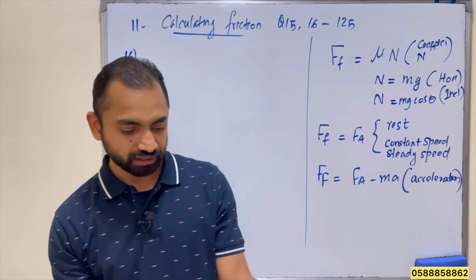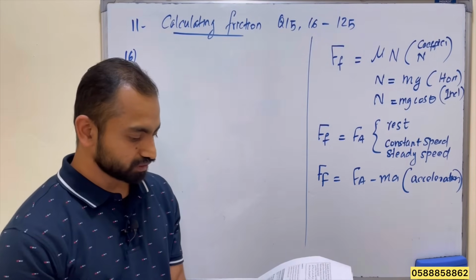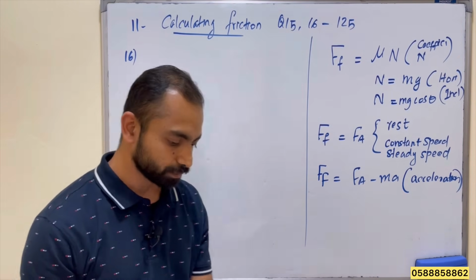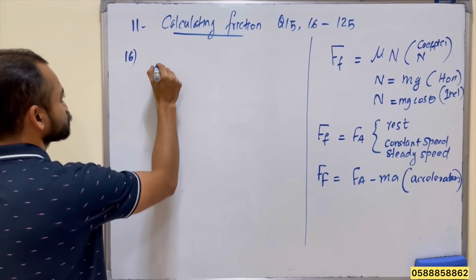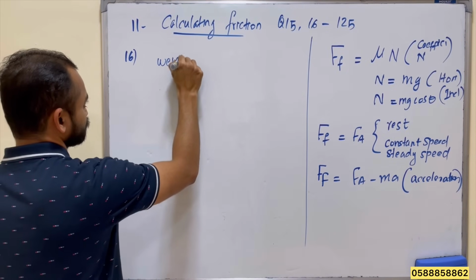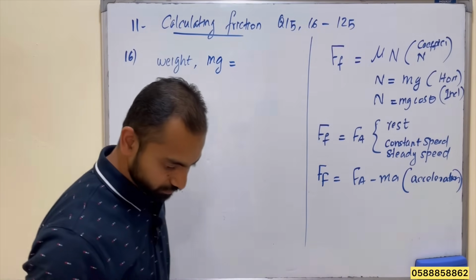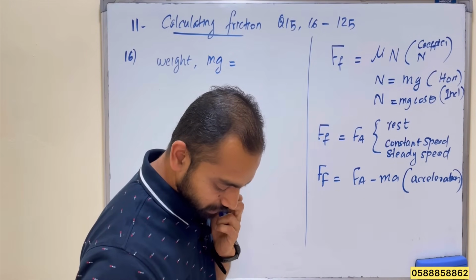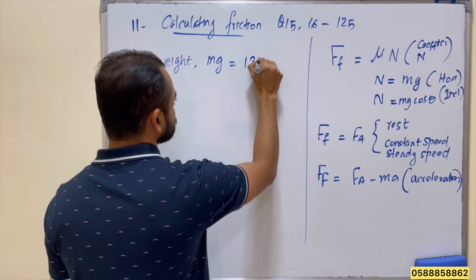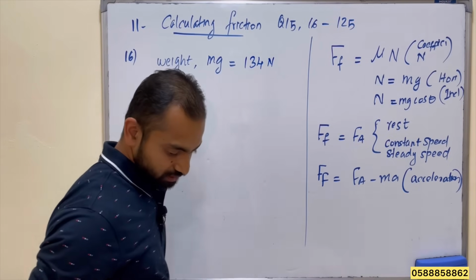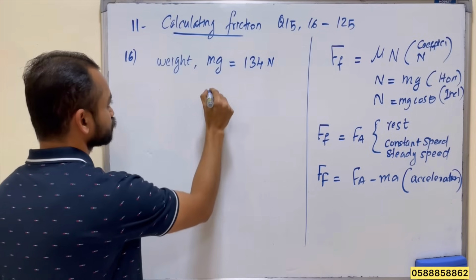Someone is dragging a box full of books from his office to his car. The box and books together have a combined weight of 134 Newton. Here also weight is given. Weight means mg, right? So mg is directly given. If mass is given, you need to multiply that with g. Here weight is given, so we will write mg, 134 Newton. The coefficient of static friction between the pavement and the box is also given.